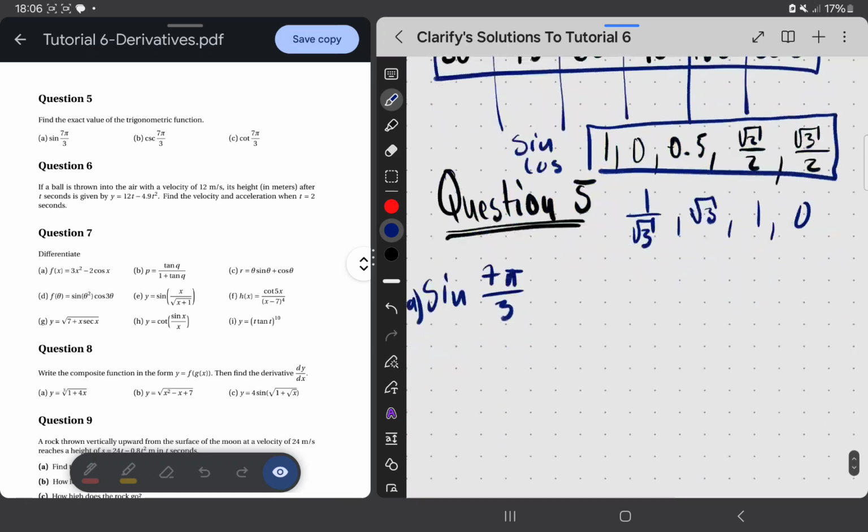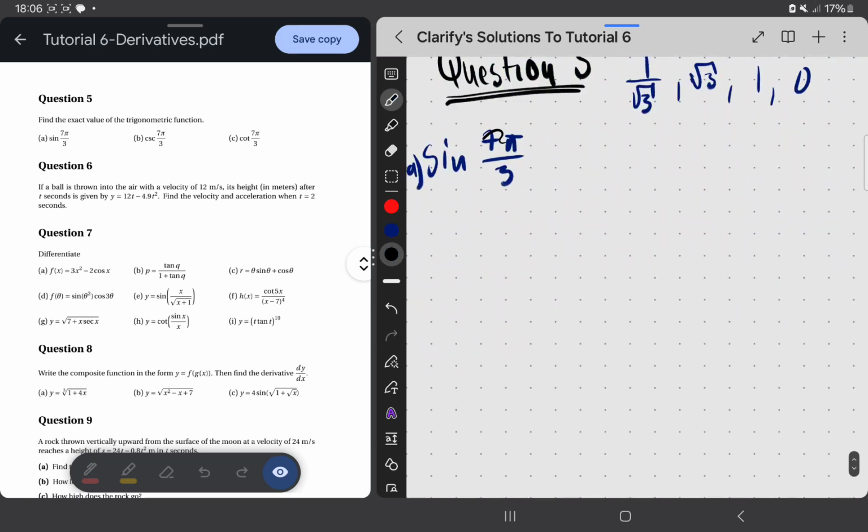So these are the special angles. Now when you get a value like this, which is number 1, improper, can you see that it's improper? Here we have 7 pi over 3. Yes. So what you're going to do is split this thing into two angles.